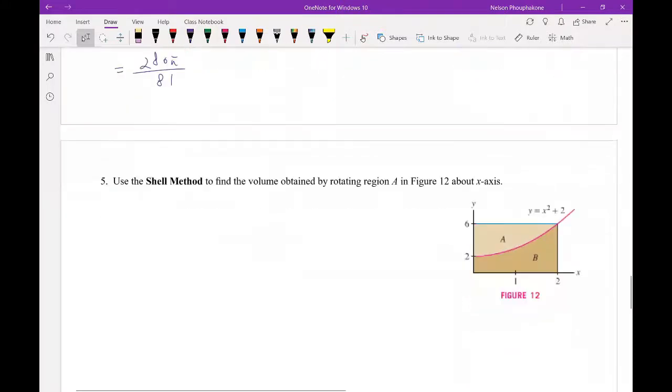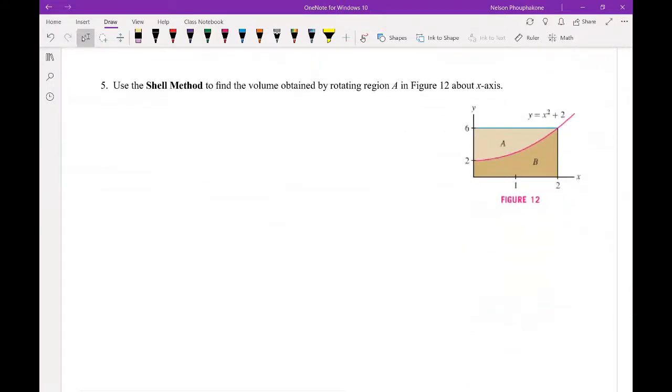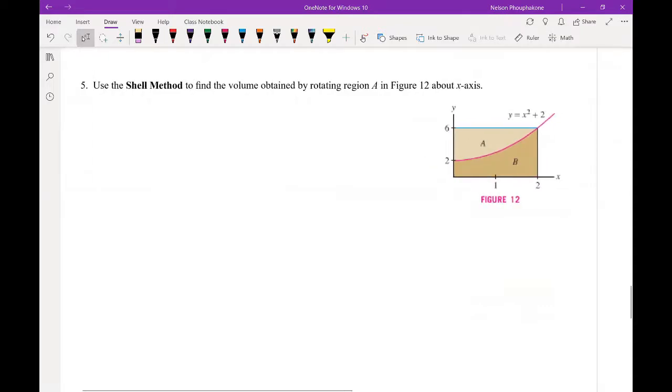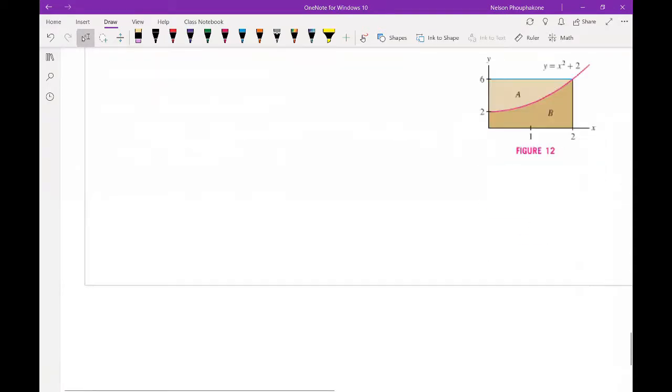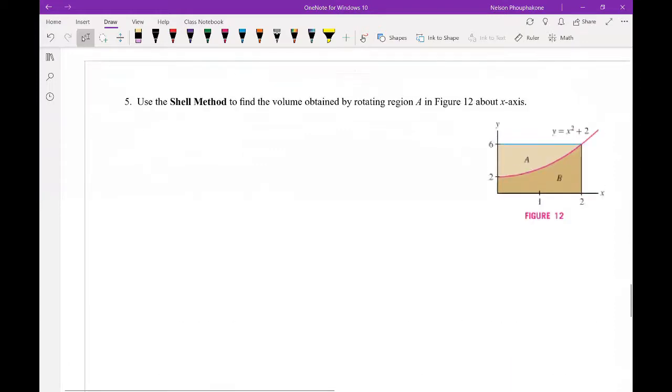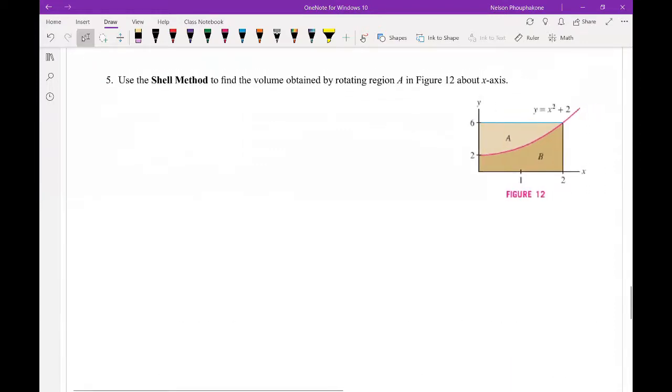Okay, then now let us try to work on the last two problems here. Okay, number 5 and number 6, to finish this section now. So again, I would like to use the shell method to find the volume obtained by rotating the region A. So we are going to work with the region A about the x-axis. Okay, so in this case, we rotate about the x-axis. So basically, what do you see?